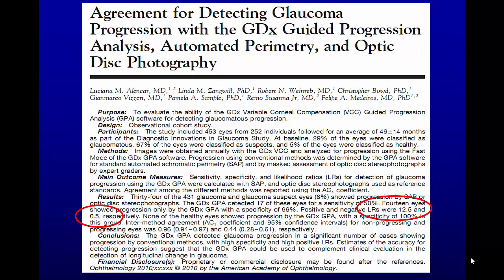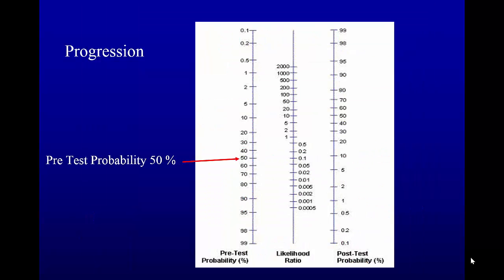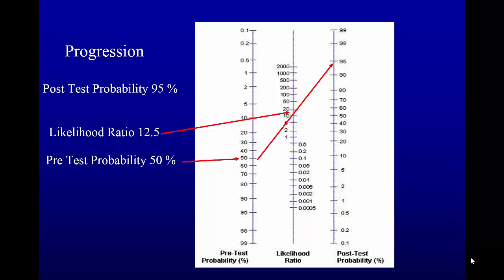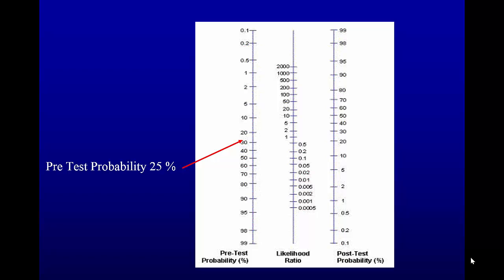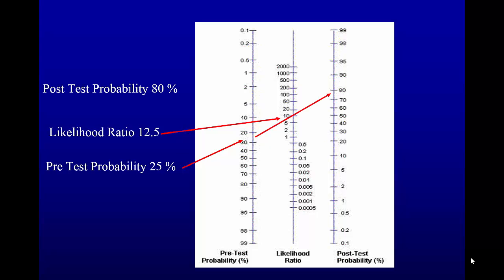Now, GDX is another machine that we use, and the GDX likelihood ratios are a little higher. They are about 12 as reported. So if you start with a pretest probability of 50%, with a likelihood ratio of 12, if this test is positive, you are now 95% sure that this patient is progressing. But if the pretest probability of progression is 25%, with the same likelihood ratio, you are about 80% sure that this patient is progressing.